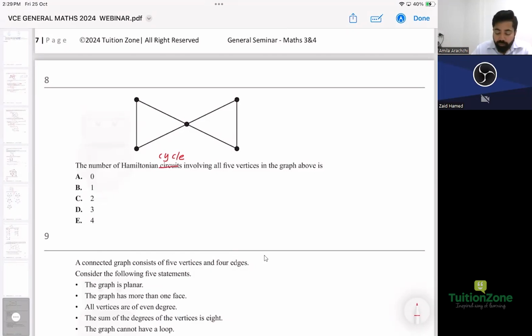So start from any vertex. Make sure to go through every vertex once only, and you should come back to the same point. Come back to the same point. Give it a try.